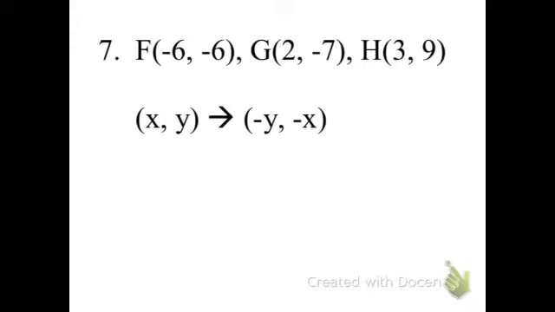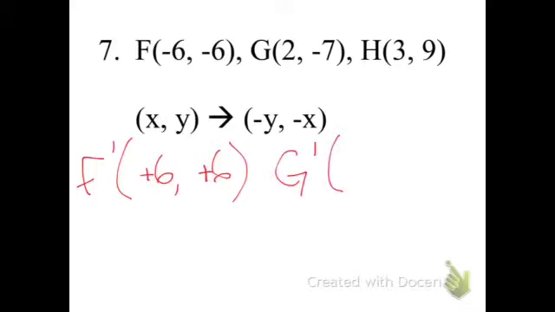Moving on to 7. This function tells me to switch the order and switch the signs. And so F prime is going to come from F. It used to be at negative 6, negative 6. So if I switch it, I still get negative 6, negative 6. But I need to change the sign on both of them. So I'm going to get positive 6, positive 6. This positive looks hideous. Alright, moving on to G.